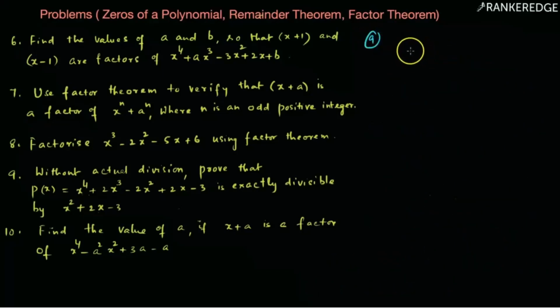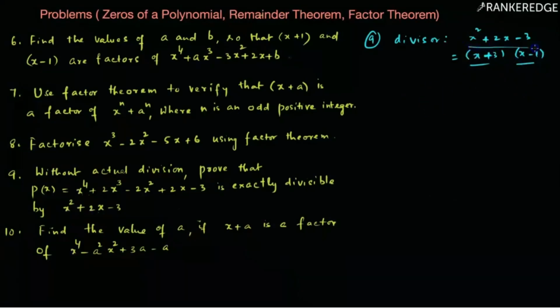Without actual division, prove that this polynomial is exactly divisible by x square plus 2x minus 3. What is the divisor? Polynomial divisor is x square plus 2x minus 3. So if you factorize this, it will come out to be x minus 3 into x minus 1. Okay, I'll have to put a plus here. So the factors of this polynomial are x plus 3 into x minus 1. So if I can prove that x plus 3 is a factor of that polynomial and x minus 1 is also a factor of that polynomial, I would have proved that this is a factor of that polynomial.